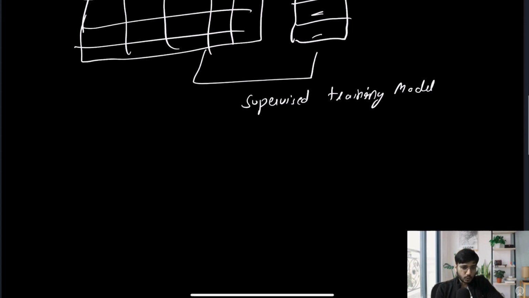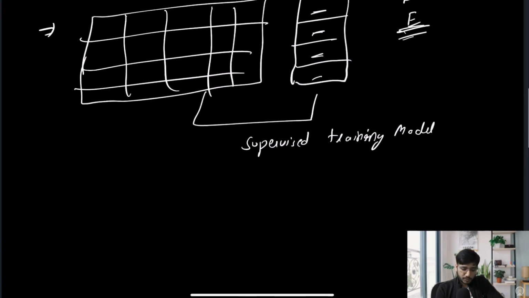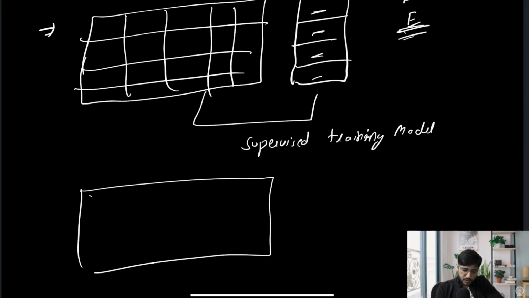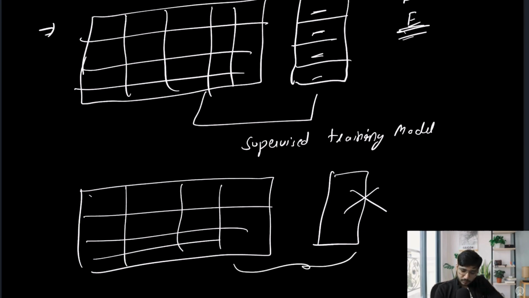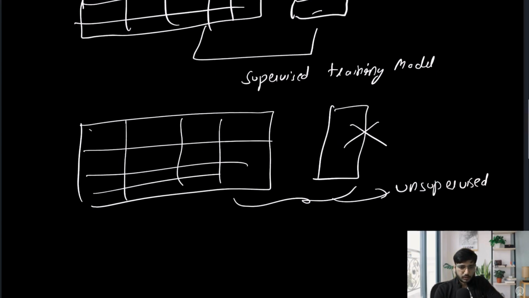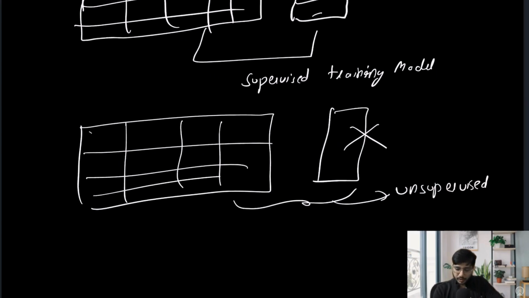Second one is unsupervised training model. As the name already makes clear, in unsupervised training model, we only have the data, but we don't have output. This is not present. This is known as unsupervised training model.